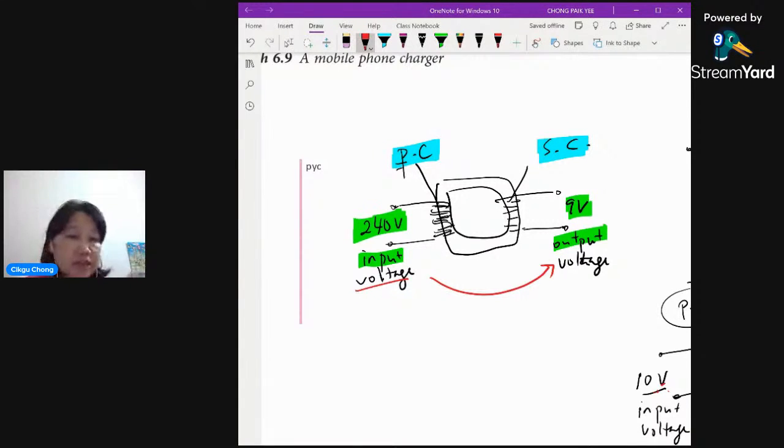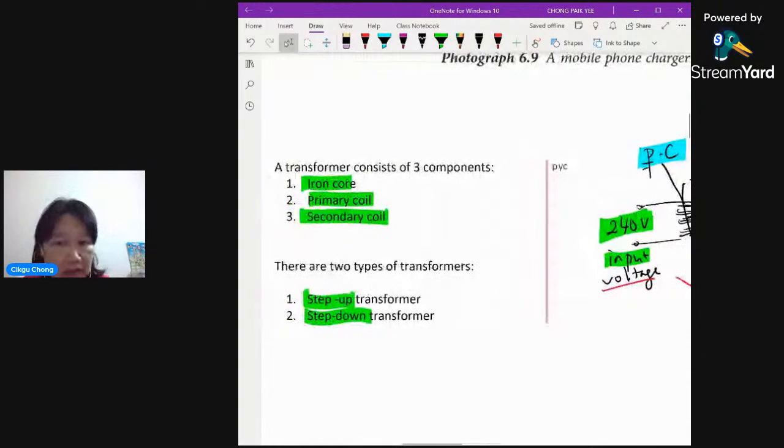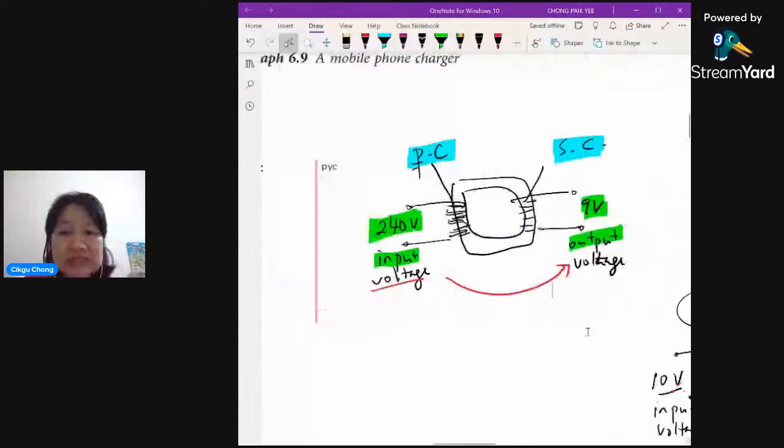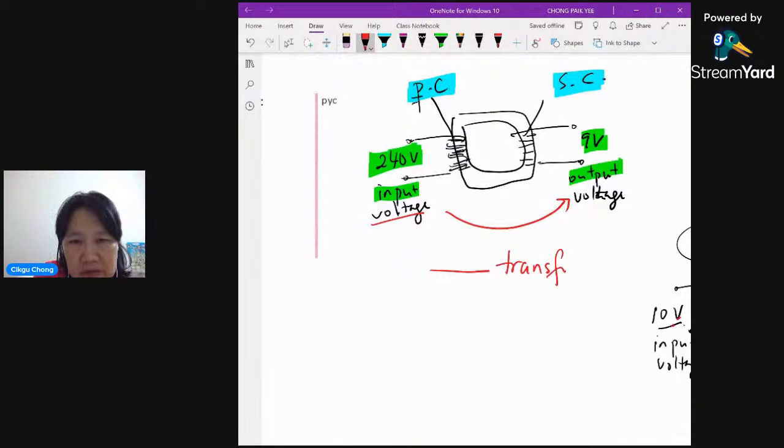Okay, just now we mentioned there are two types. So the names here are whether it's step up or step down. So now it's from higher to lower. So what do you think? Is it a step up or a step down transformer? So what kind of transformer this is? Something from 240 to 9. Yes, step down, correct. So step down means you are decreasing the voltage.